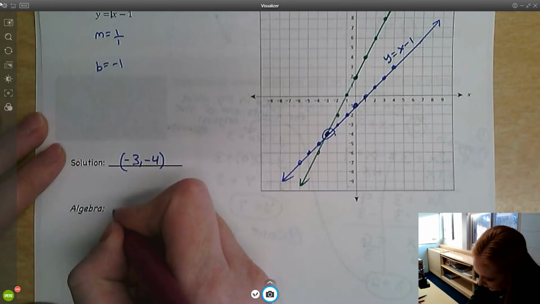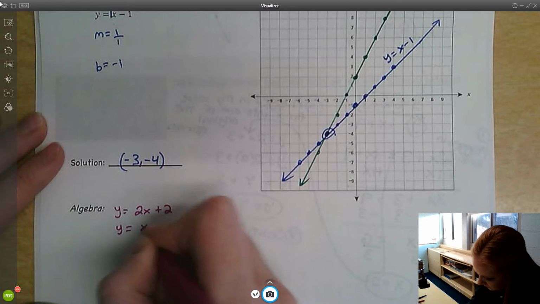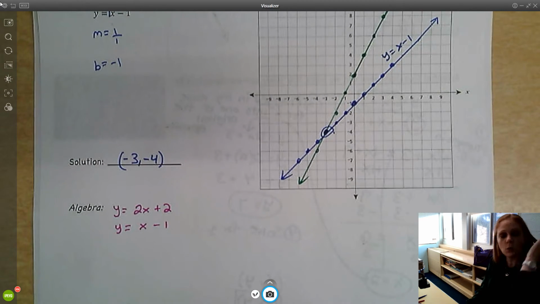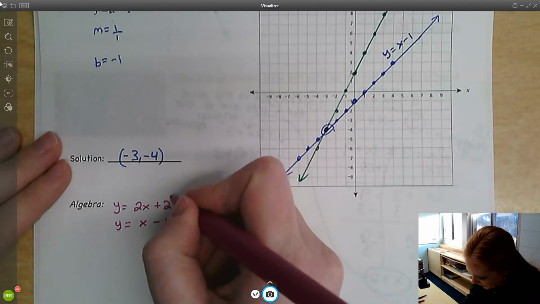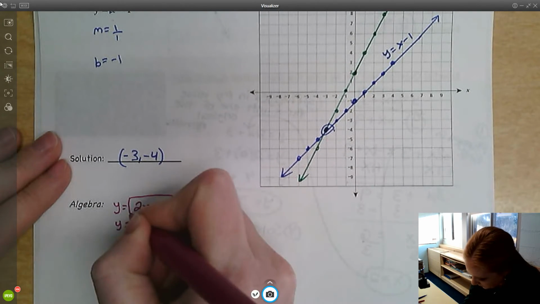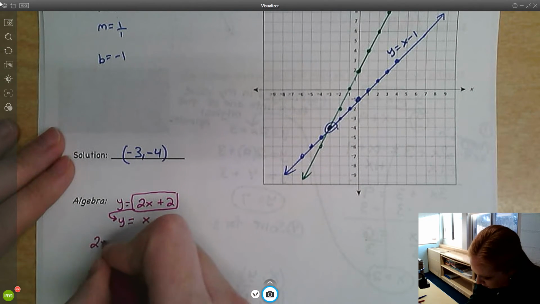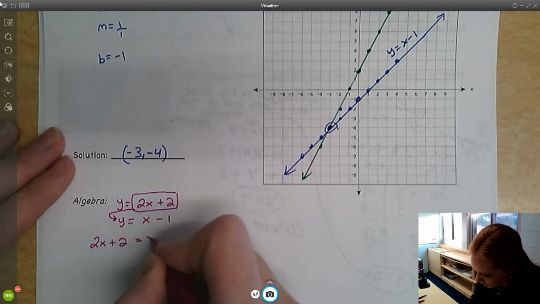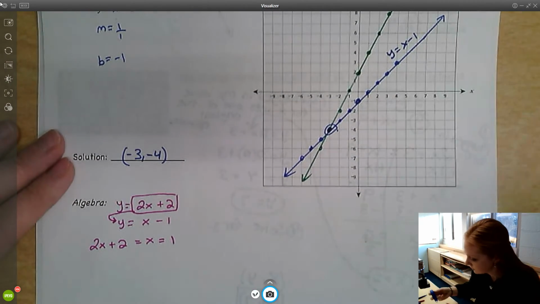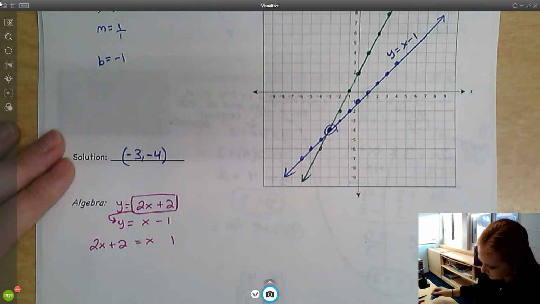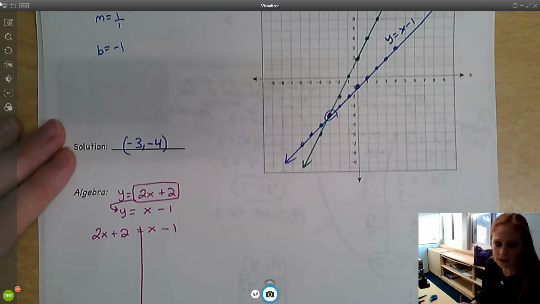So to solve algebraically, I'm going to rewrite my two equations. And we're going to take one and plug it in for the other one. So I'm going to take this 2x plus 2 and substitute it in for y. And I'll rewrite my equation as 2x plus 2 equals x minus 1, not equals 1. Now we can solve for x.